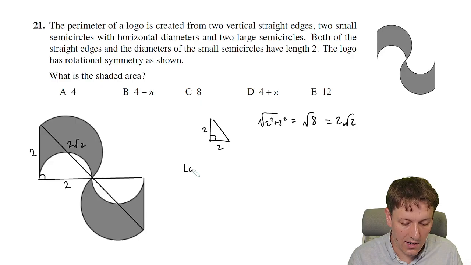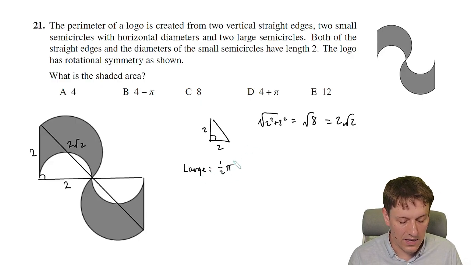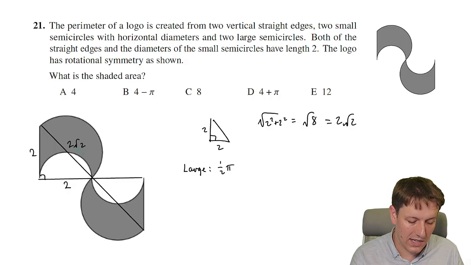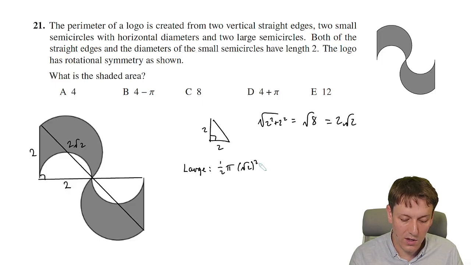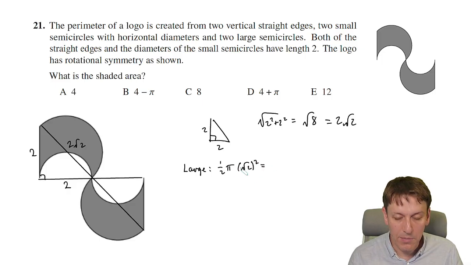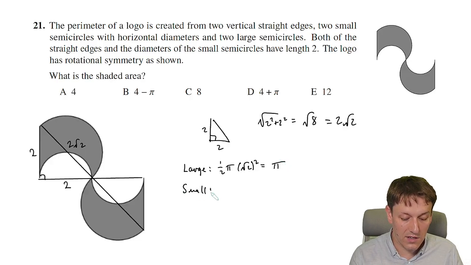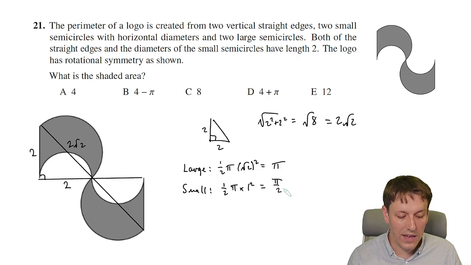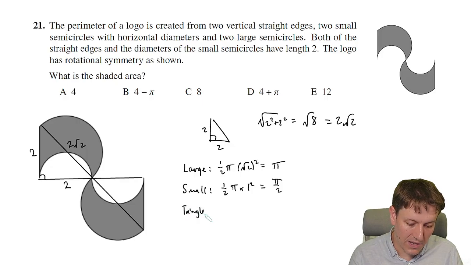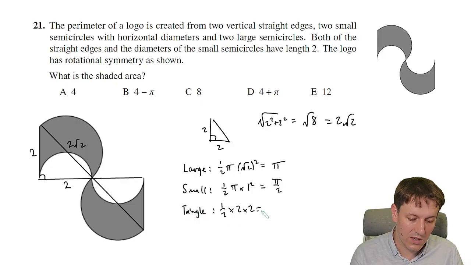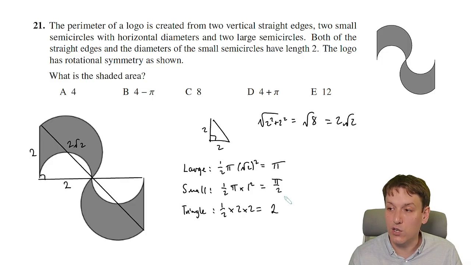So the area of the large semicircle is going to be a half of pi r squared, where the radius here is half of this diameter, so a half of 2 root 2 is just root 2. So half pi root 2 squared, that's pi times 2 over 2, so that's just area pi. The small semicircle, well, the radius is 1, so a half of pi times 1 squared, so that's pi over 2, or half pi. And the triangle, well, half base times height is just a half times 2 times 2, so that has area of 2.